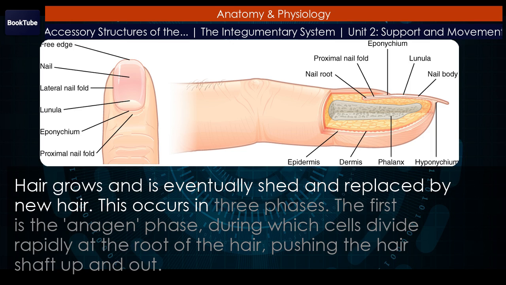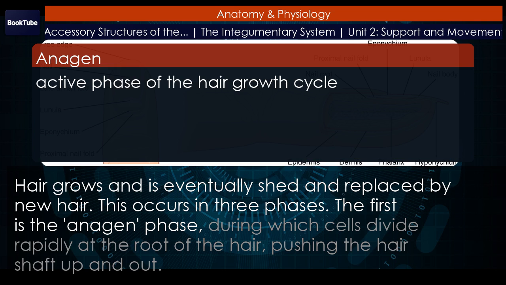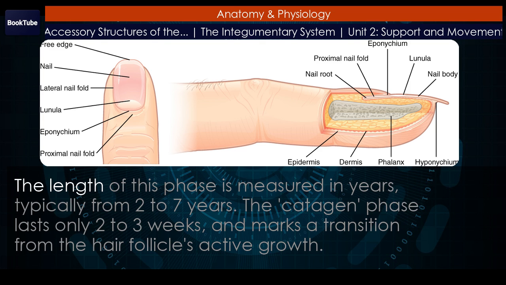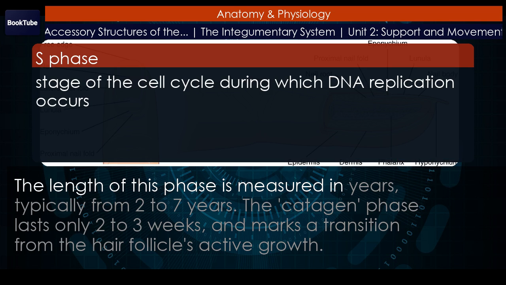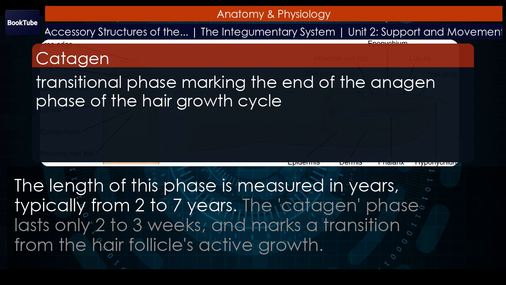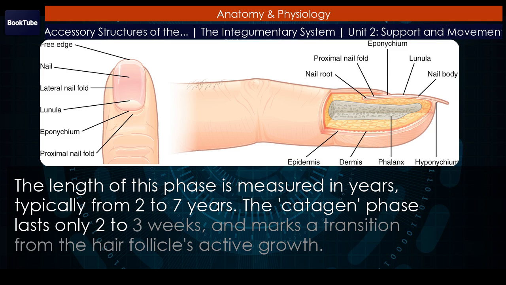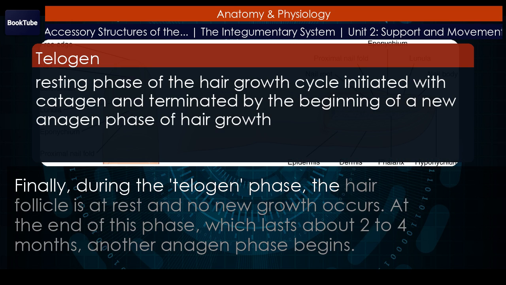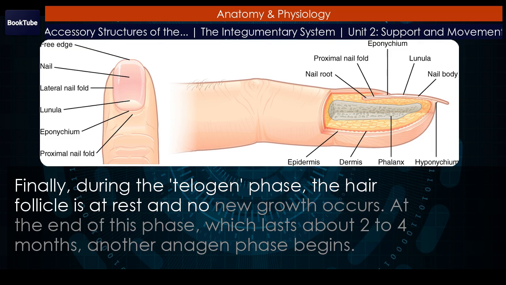This occurs in 3 phases. The first is the anagen phase, during which cells divide rapidly at the root of the hair, pushing the hair shaft up and out. The length of this phase is measured in years, typically from 2 to 7 years. The catagen phase lasts only 2 to 3 weeks, and marks a transition from the hair follicle's active growth. Finally, during the telogen phase, the hair follicle is at rest and no new growth occurs. At the end of this phase, which lasts about 2 to 4 months, another anagen phase begins.